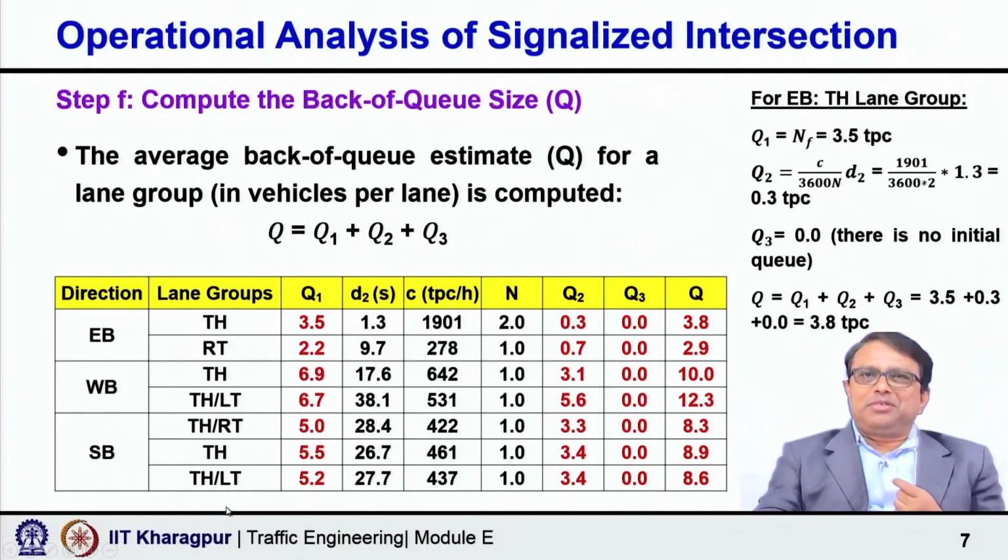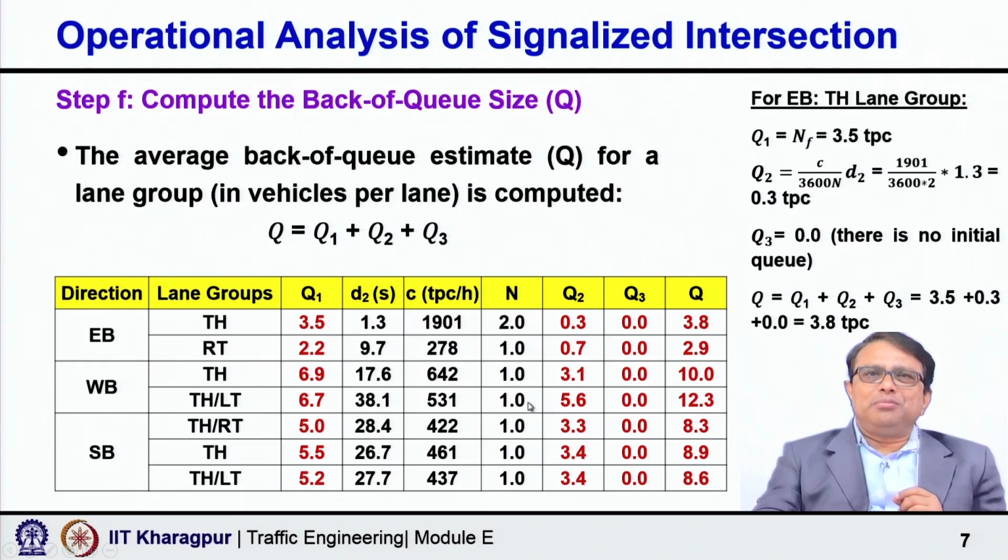Coming back to our calculation, the total Q is Q equal to Q1 plus Q2 plus Q3. Now, in our calculation this Q3 is 0, so we actually omit this term or just simply put it as 0. I have shown you in this slide, we know the directions, the lane group, the value of Q1, the value of D2, that random delay component, the capacity, and the number of lanes.